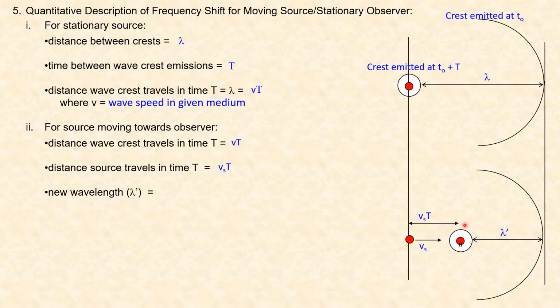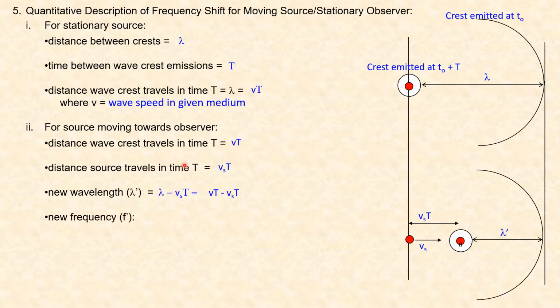You can now see that this new wavelength, lambda prime, is really equal to the original wavelength lambda minus the distance that the source has traveled in that time. So the new, reduced wavelength is equal to the original wavelength minus the distance that the source has moved between those wave crest emissions. So we can write here, just making the substitution. Remember, lambda, we said, was just equal to the wave speed times the period, so we'll plug that in right here.